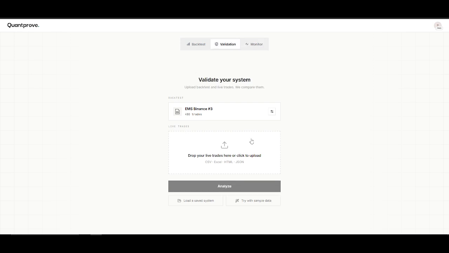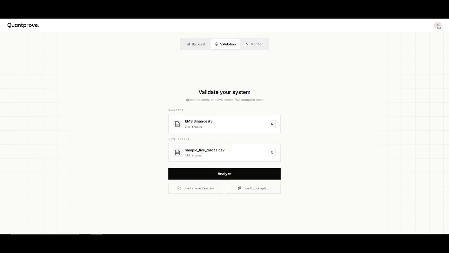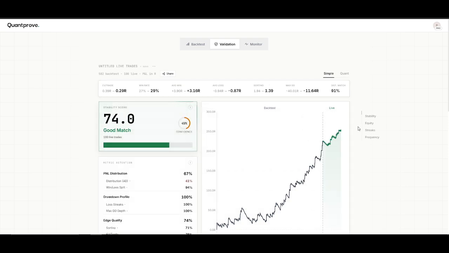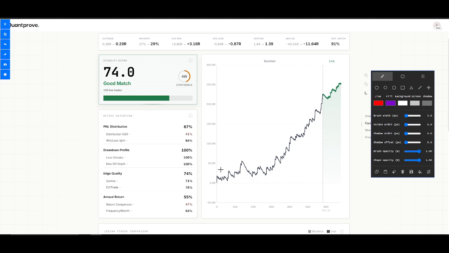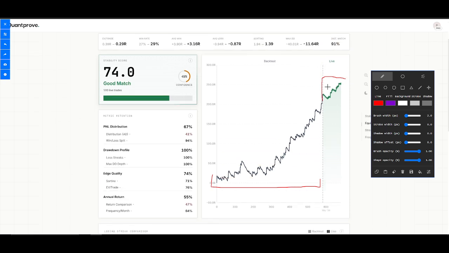The cool thing is the validation and the monitor mode. For example, in the validation mode, they have a button right here, try with sample data. The program just generates random trades just for you guys to see this. Validation is comparing your backtesting trades with your live trades. So right here, you will have this super cool chart, and you will see your backtesting data that you have done, either manually or automated, in the CSV file.